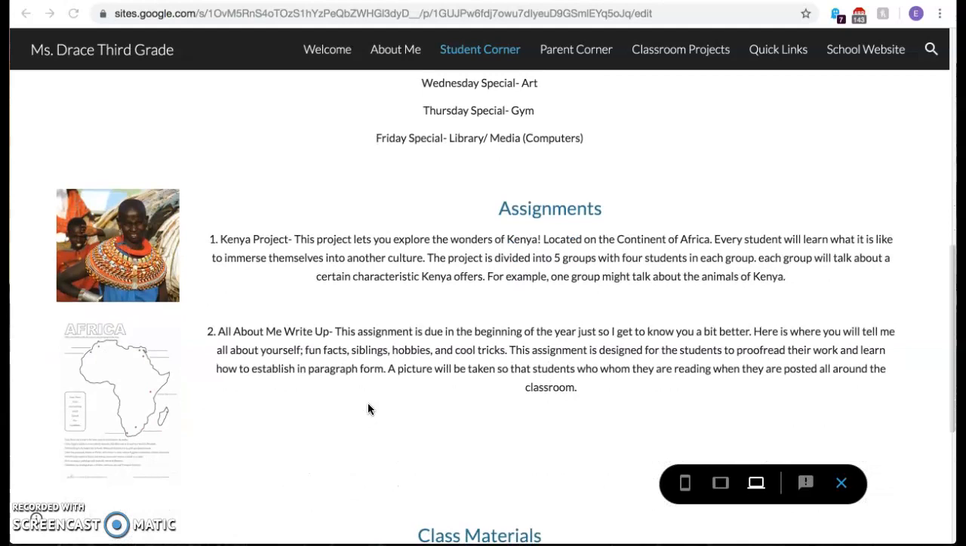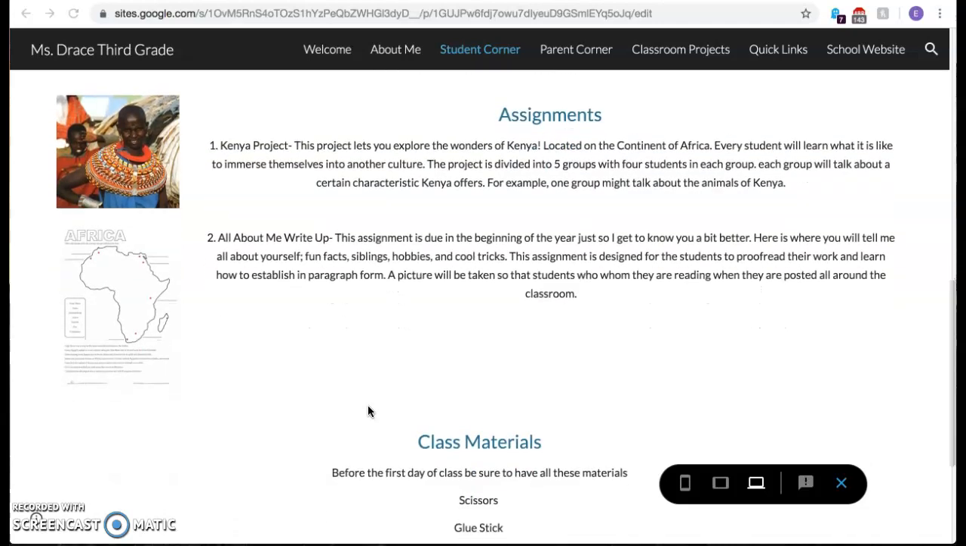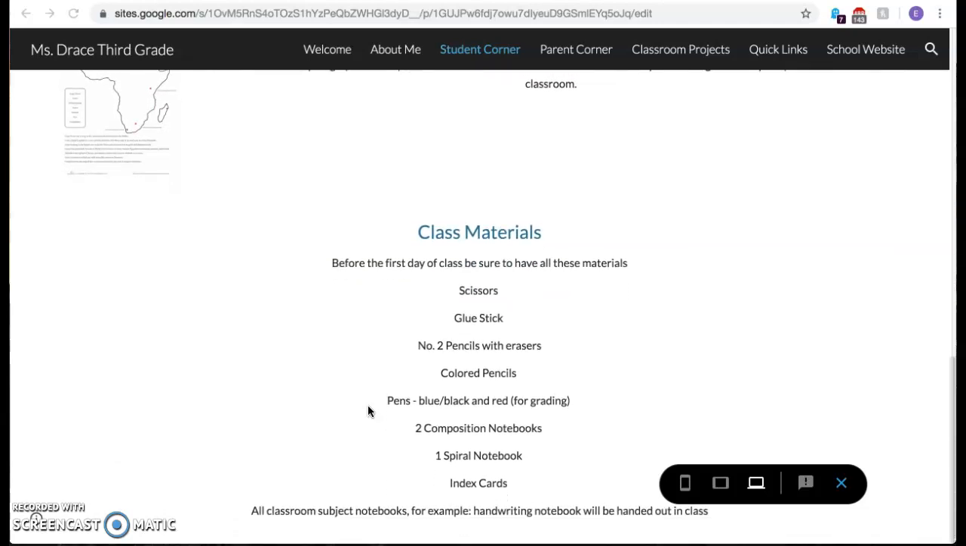Some assignments I labeled are our Kenya project. It's a major project the third grade classroom does where you are broken into groups and basically learn about the continent of Africa. The second assignment I'd like to establish is an all about me write-up. Basically, it's done in the beginning of the year just so each student gets to know a little bit about each other, and it's really fun, and you get to know everyone in your classroom. Class materials I put just so that the students know what to prepare for when it comes to our classroom.